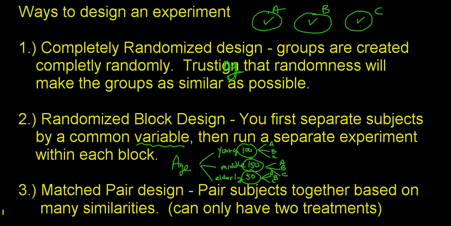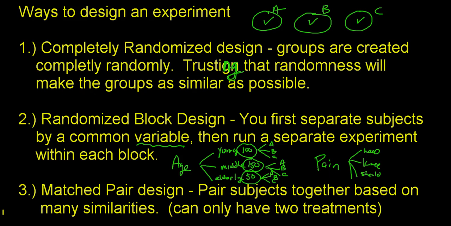Now, you can only pick one variable to block on, so you've got to make a choice. Maybe somebody else decides to block on where the pain is. We've got head pain, knee pain, shoulder pain, and the list can go on. You can make as many blocks as you want. There's no restraint to how many blocks you could create. But once you have these blocks, you must give out all treatments within each block.